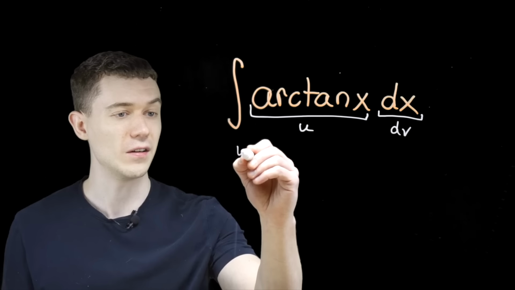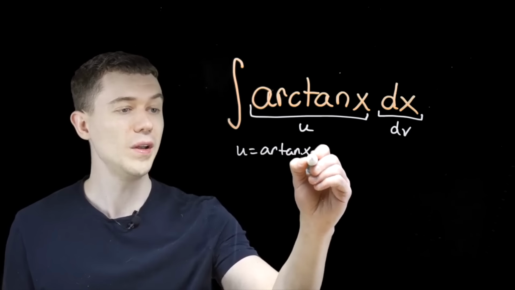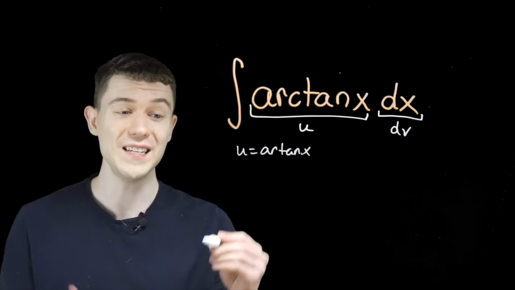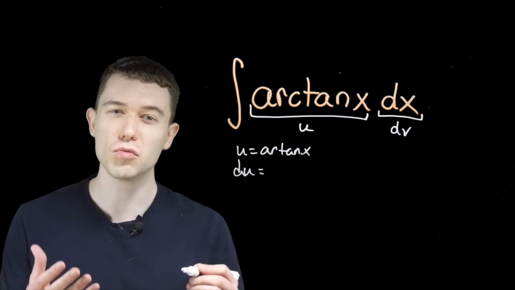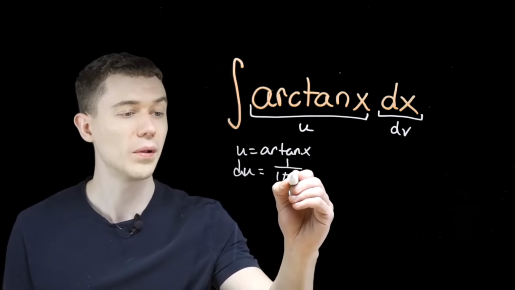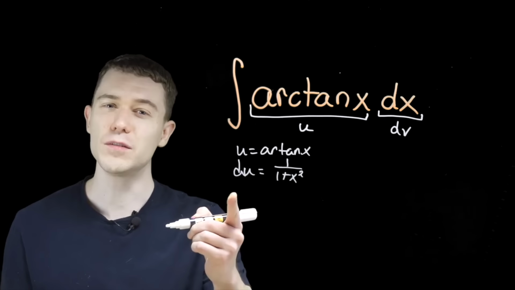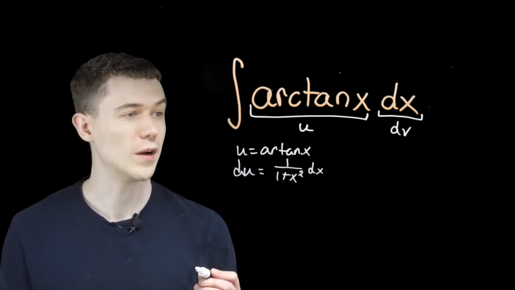So I'll write that here again for you. I'll let u be arctan x. And we know when we select u, we need the du. Taking the derivative here, you have to remember the derivative of arctangent x. That's 1 over 1 plus x squared. And since we're using differentials here, I really should put a dx here as well.